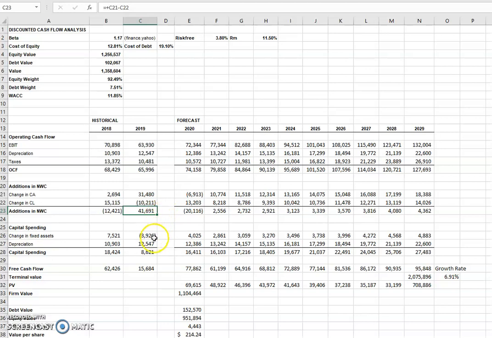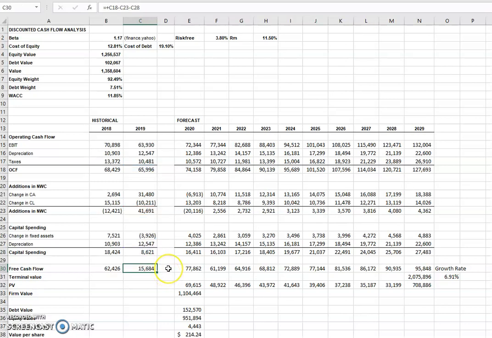Next, we calculate the capital spending, or the capital investment. We calculate the change in fixed asset by taking the current year property, plant, and equipment minus the previous year from row 35 on the forecast tab. We add that with the depreciation from row 16 to get the capital investment. Next, we calculate the free cash flow.